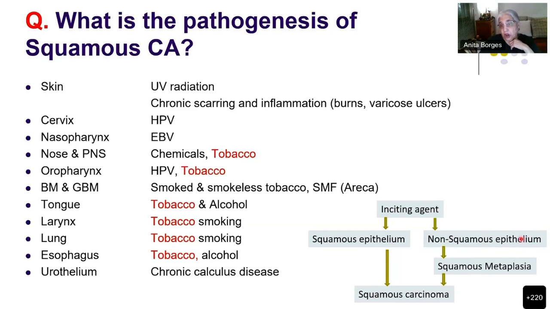If you have non-squamous epithelium, it goes through the stage of squamous metaplasia, and then you get squamous carcinoma. Yes, so if you think about it in this way, I don't think you have a problem answering such a question. Okay, you won't find it written as pathogenesis of squamous carcinoma in your textbooks, but you have to be able to answer questions while you are on your feet. Okay, good. Now, what's happening here?